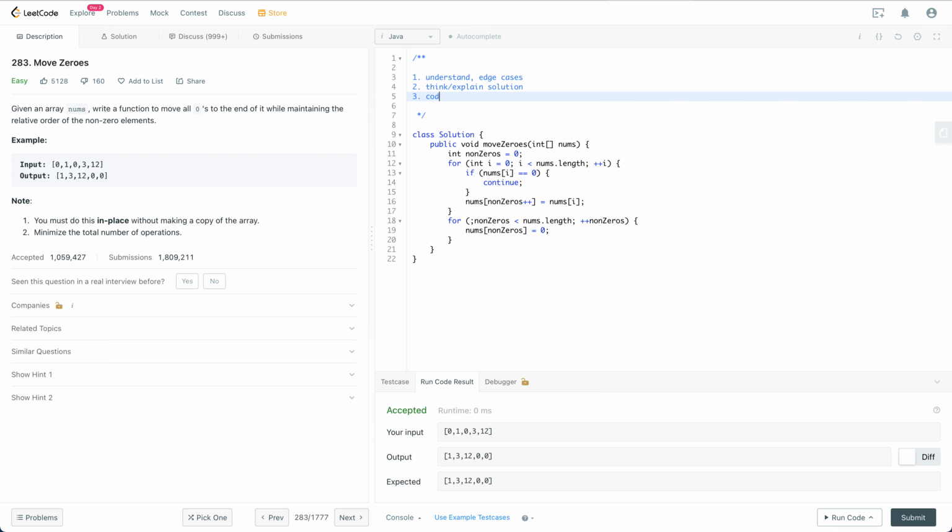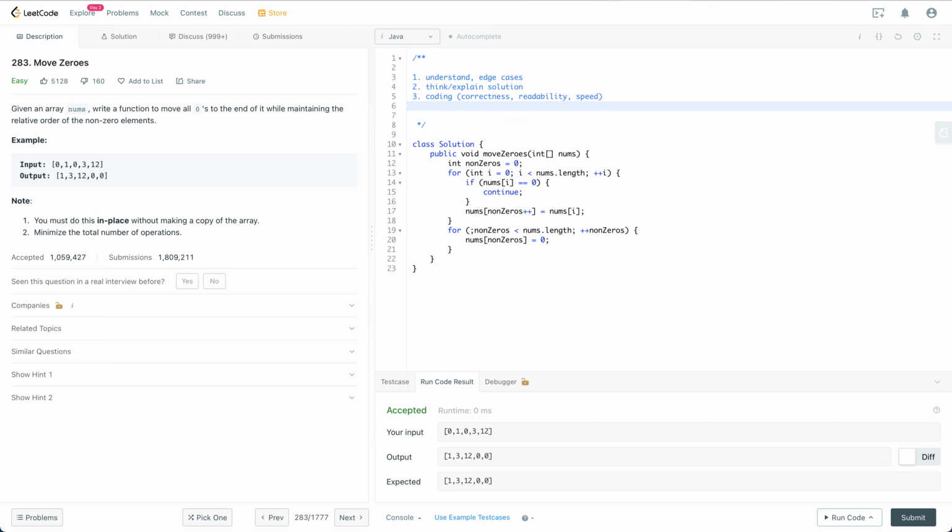So for coding, please take care about the correctness. But correctness is not enough. You also need to have readable code, which makes the code maintainable, and also don't be too slow, because there is some limitation on the time of the interview. And lastly, don't forget to do some testing.